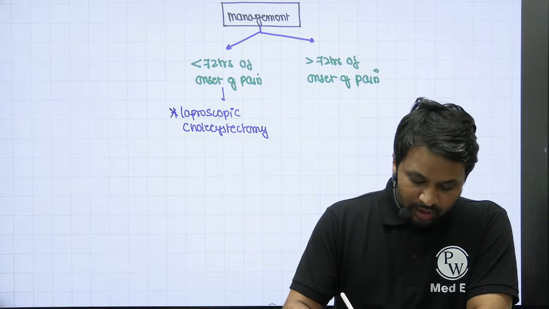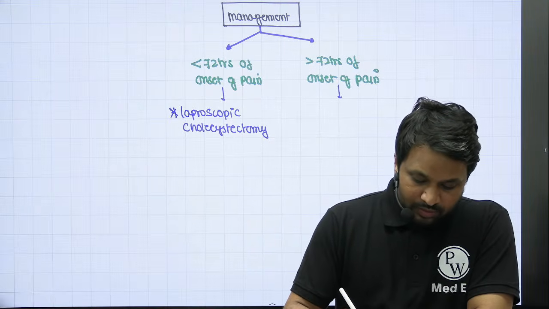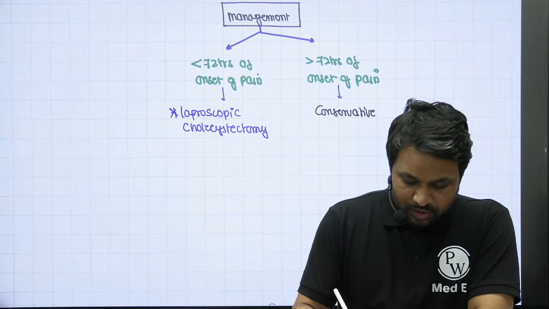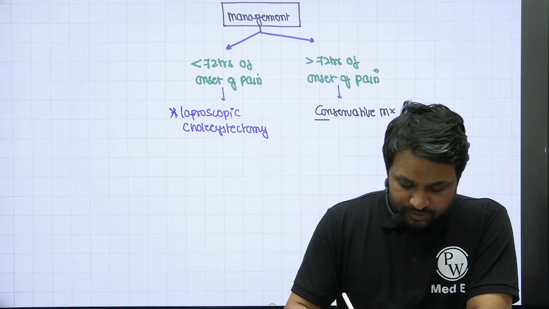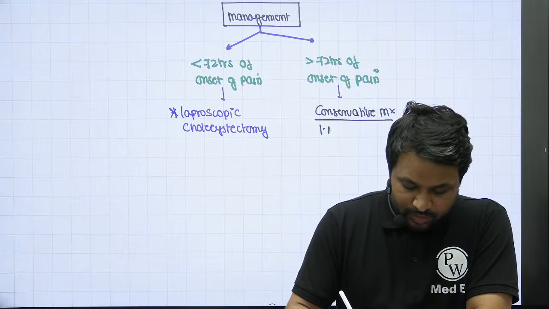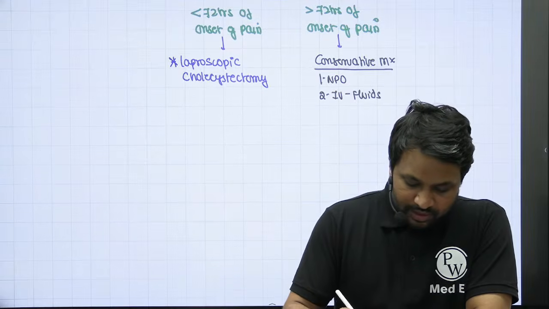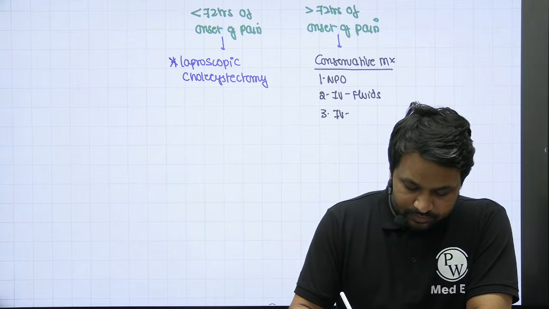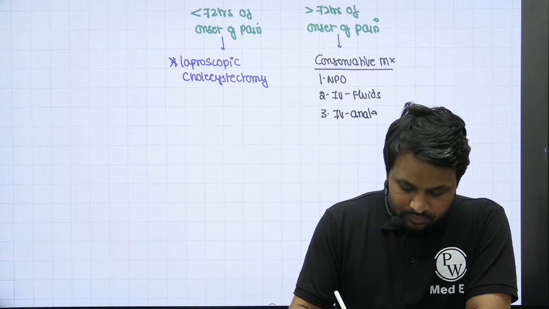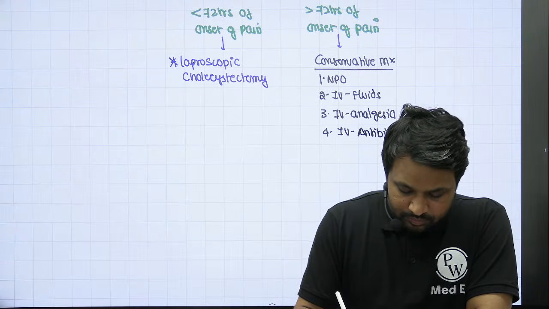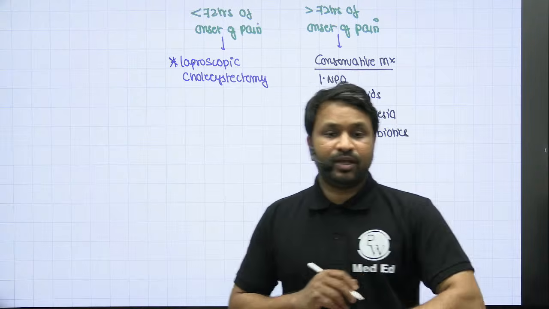If the patient presents after 72 hours, then we'll go ahead with conservative management. In the conservative management, the first thing, we'll keep the patient nil per oral, start the patient on IV fluids, give adequate analgesia, and start the patient on IV antibiotics.